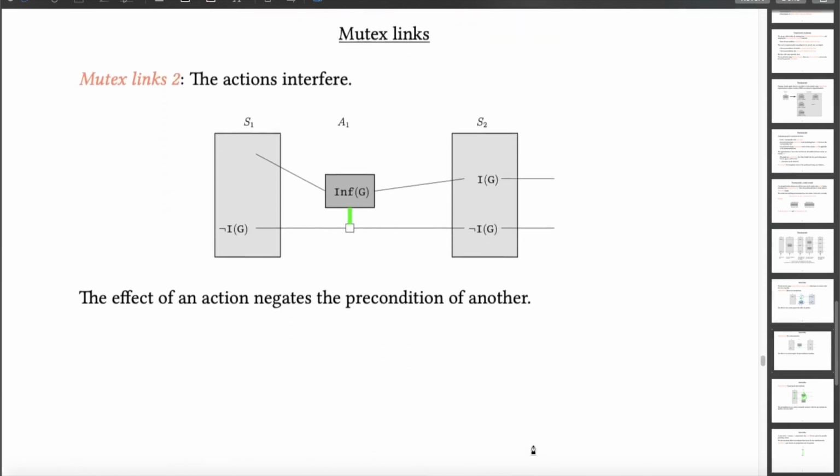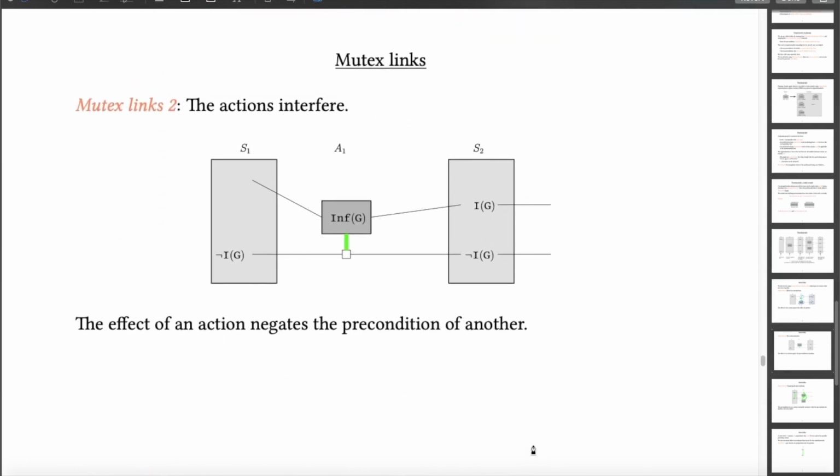The second kind of mutex link is for when actions interfere, which means that the effect of one action negates the precondition of another. So in this case, I have a persistence action whose precondition is not i of g, and an action inf g whose effect is i of g, which is the negation of not i of g. So now the persistence action and inf g are mutually exclusive, and we mark that with a mutex.